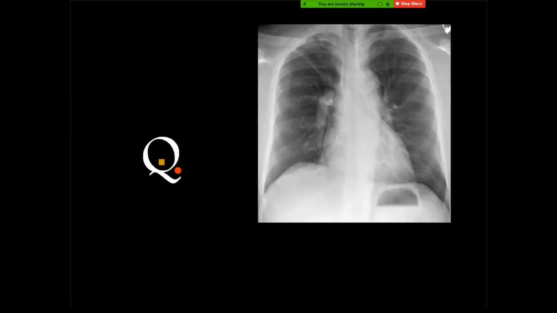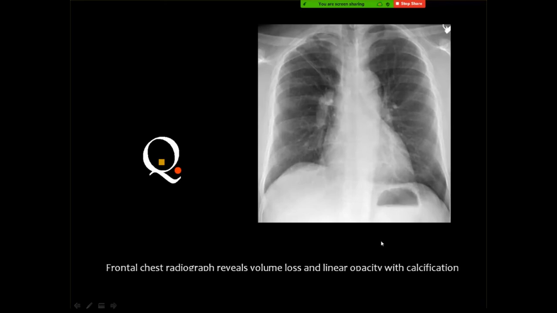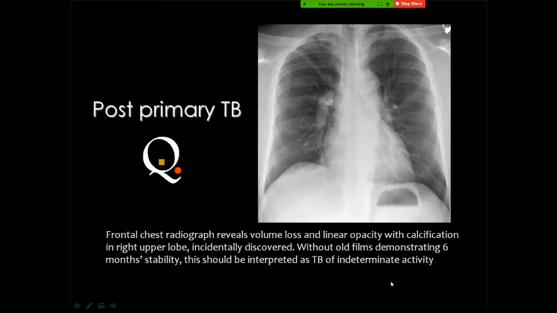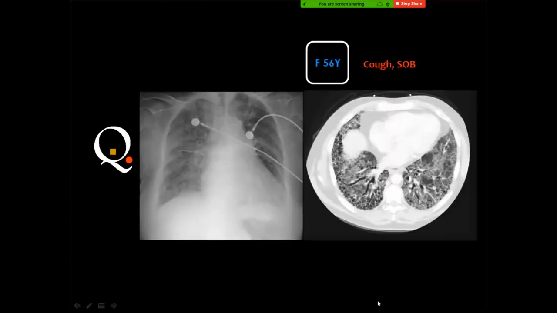Hilar lymph node in the right. There is lymphadenopathy in the hilum of the right lung. Yes. And what do you think of this? Collapse. There is some reticulonodular infiltration here, some loss of volume of the upper lobe, and the prominence of the hilar shadow. Post-primary TB. Okay.